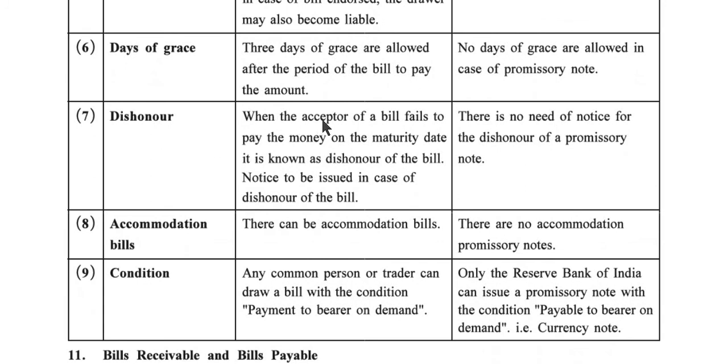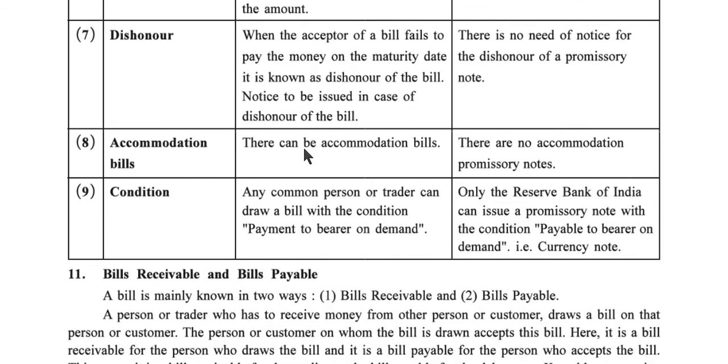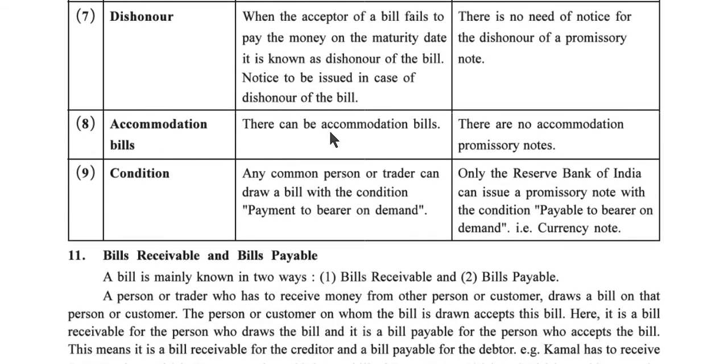Dishonor. When the acceptor of a bill fails to pay the money on the maturity date, it is known as a dishonor of a bill. Notice is to be issued in case of dishonor of the bill. There is no need of notice for the dishonor of a promissory note. Accommodation bills. There can be accommodation bills. There are no accommodation promissory notes.